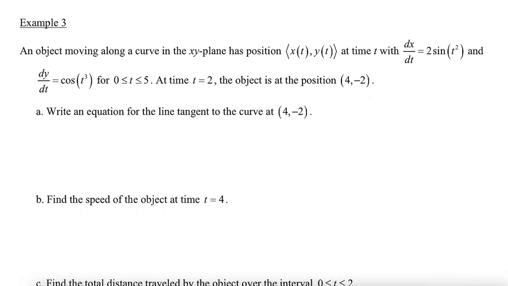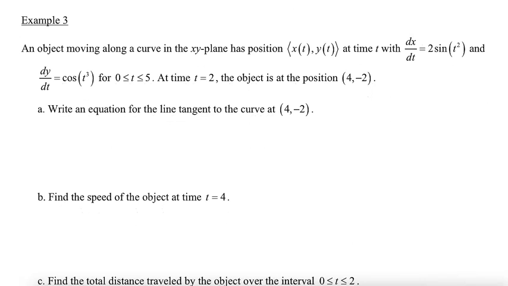All right. Example 3, I think this is the last one. It's also a calculator question, so if you want to pause the video and have a calculator out, you're more than welcome to. Write an equation of the line tangent to the curve at (4, negative 2). That's nice they give us a point.